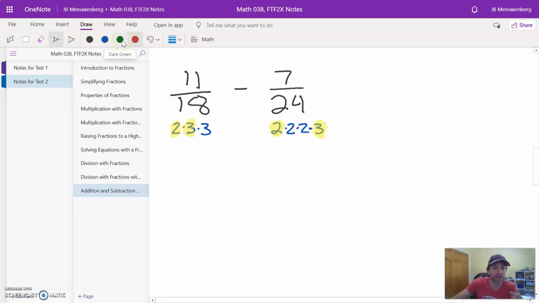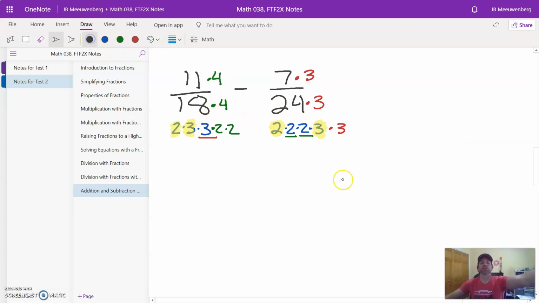So, let's see. This has a 3, so this one needs a 3. So we would multiply the top and the bottom by 3. In a different color, this one has a 2 and a 2, so this one needs a 2 and a 2. So I'm going to multiply these by 2 times 2. Now I can write 2 times 2 or I can write 4. It doesn't matter. Either way is going to do the same thing.